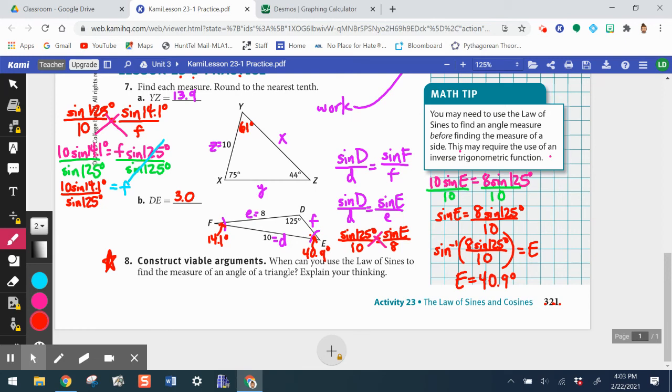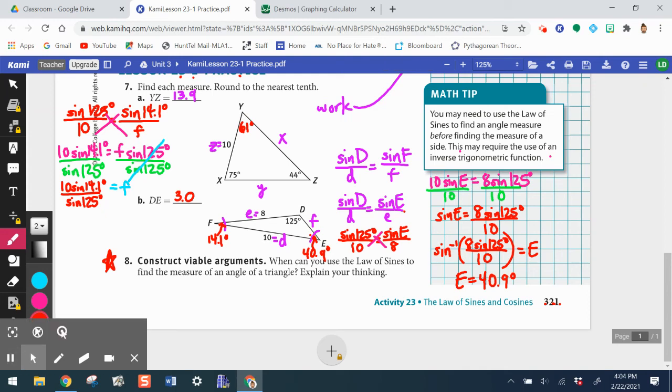On the other hand, on item B, we did have an angle measure and its opposite side. Unfortunately, we had to do a roundabout way to find another angle measure using a different proportion than the one we started with. So then we could go back to that original proportion and find the length that we were looking for all along. Which leads us to item 8. When can you use the law of sines to find the measure of an angle of a triangle?